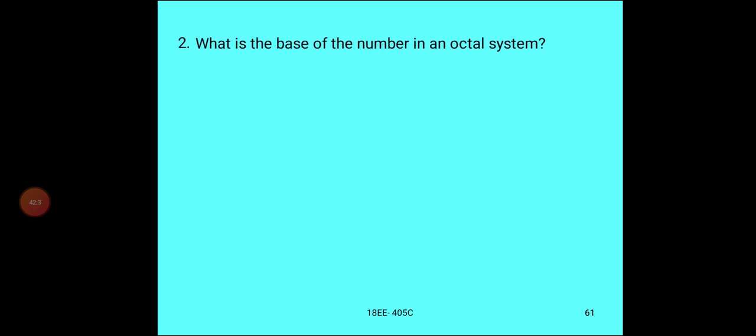What is the base of the number in octal system? 1 is 9, 2 is 10, 3 is 8, 4 is 11. Octal system means it is the radix of 8 or base 8. So our answer is 3, which means 8 is correct.